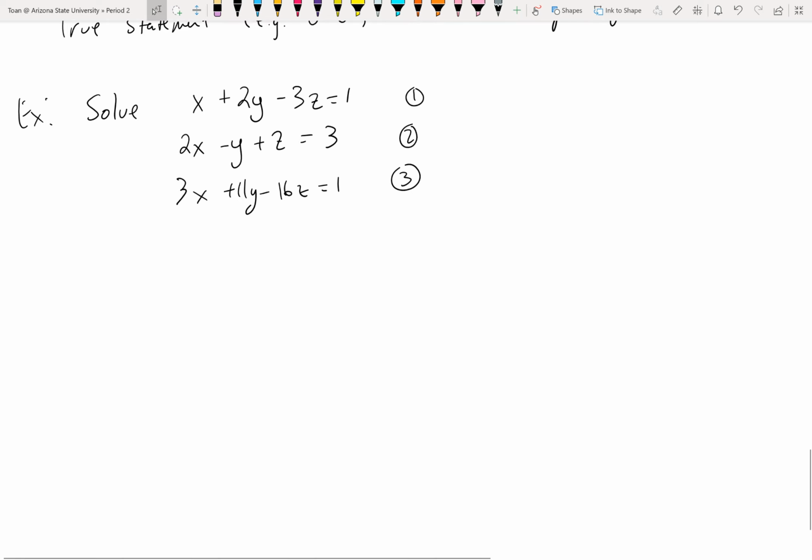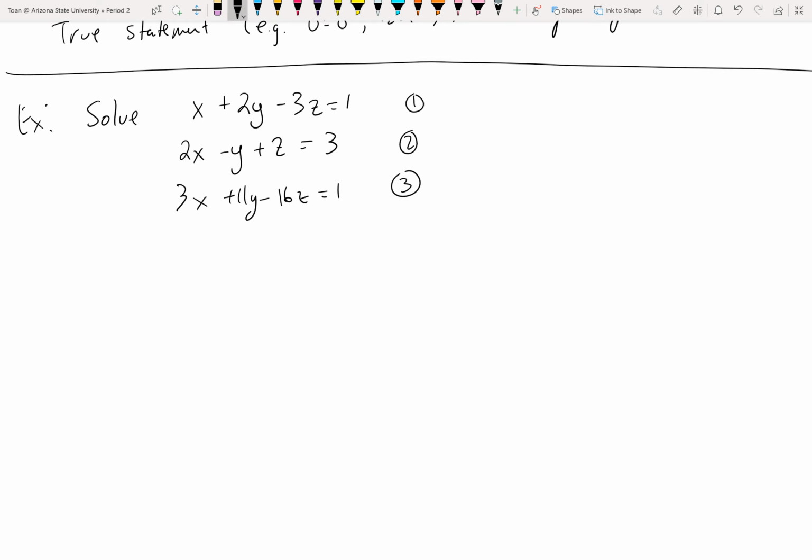You guys are in control. Pick 2 equations. 3 and 2 I heard. 2x minus y plus z equals 3. 3x plus 11y minus 16z equals 1. Once you pick 2 equations, you are in control. Decide a variable to eliminate. Y's I heard. So hopefully it doesn't take a lot of thinking to know that you need to multiply the top equation by 11. The bottom equation can stay the same.